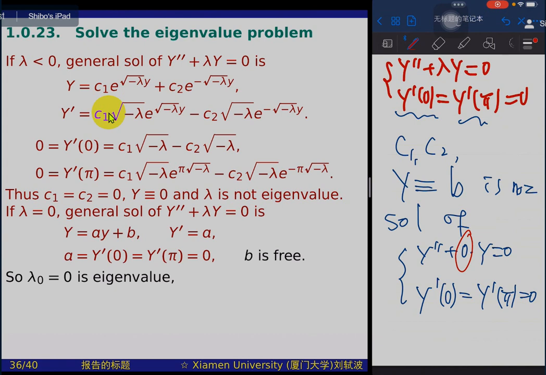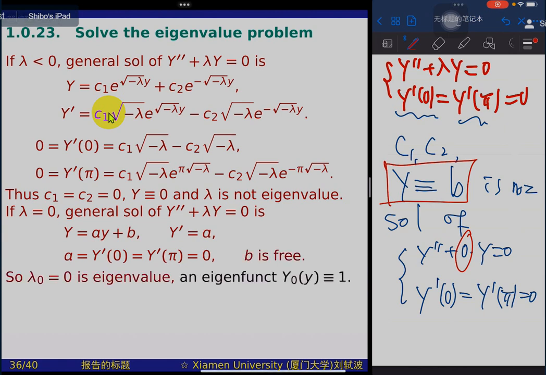Zero is an eigenvalue, and the constant functions are all eigenfunctions. Since zero is an eigenvalue, denoted by lambda zero, for the corresponding eigenfunction we can take the constant function y zero identically equal to 1. Okay, so this completes the case that lambda is zero.